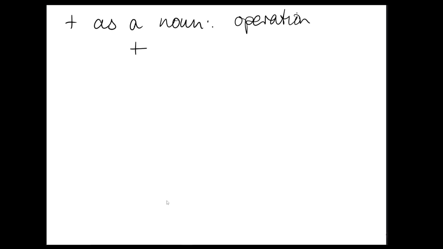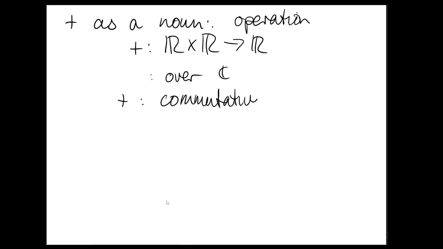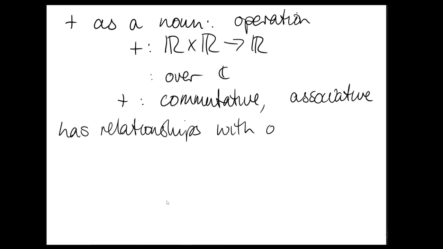In this case, we're looking at plus as a map from two copies of the real numbers to the real numbers, because it's adding two things together and gives you back something else. It can also be defined as a map over C, because you can have complex addition as well. So these behave slightly differently based on what set you're applying it to. Plus is also commutative, associative, and itself has relationships with other operations.